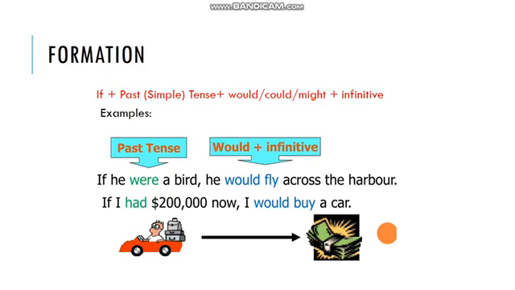Next one is, if I had $200,000 now, I would buy a car. That person currently doesn't have $200,000 to buy a car. That person is just imagining having $200,000 to buy a new car. That person wants to afford something more expensive.